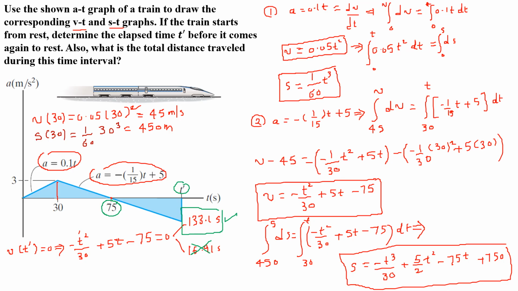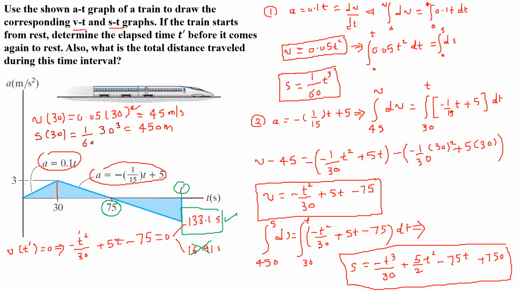What else can we find now? The question wants us to find the total distance traveled during this time interval. Since I have the s function for this part, and now I have determined the time, if I replace this time in this function, I'll get the distance traveled from this whole interval.